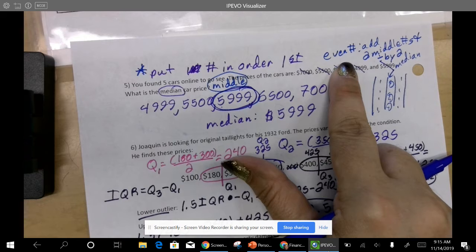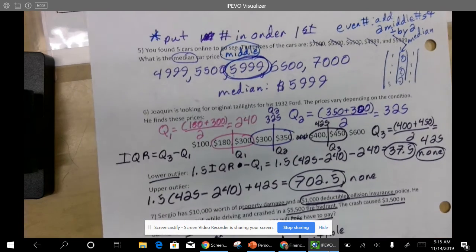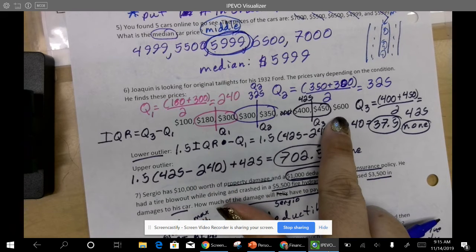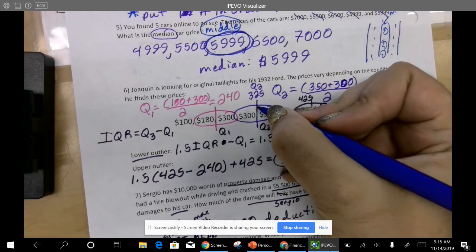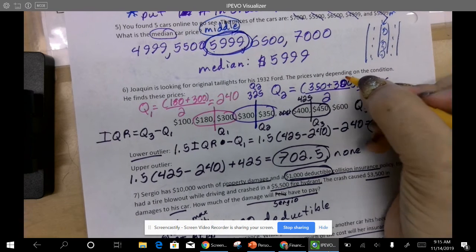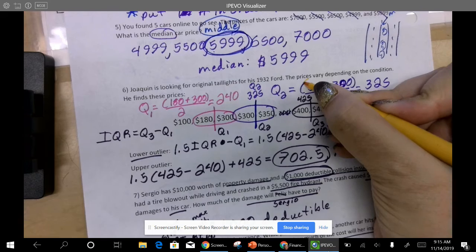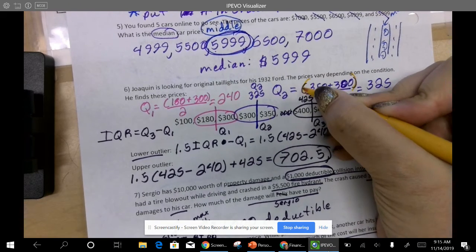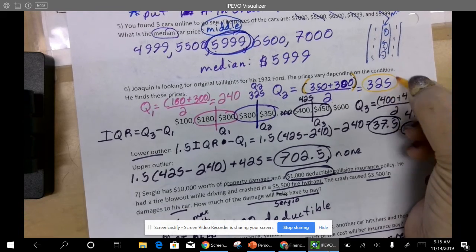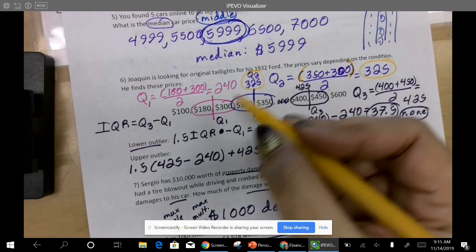If I have an even number of numbers, I have to add the 2 middle numbers together and divide by 2. In this case, everybody, we have 8 numbers. So the middle here, quartile 2, is going to be between 300 and 350. I add those 2 together, make sure everybody does those parentheses, 350 plus 300, divide that by 2, I get 325.